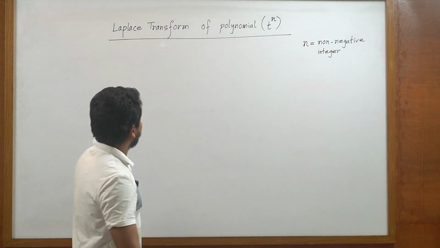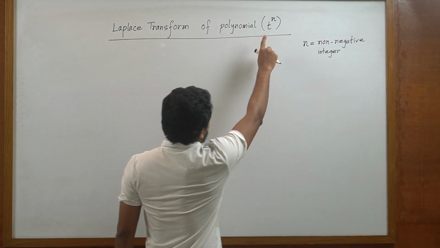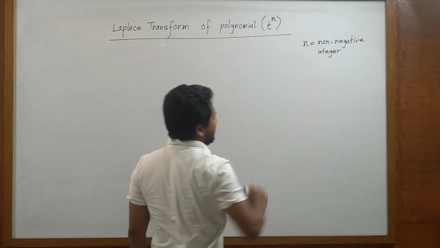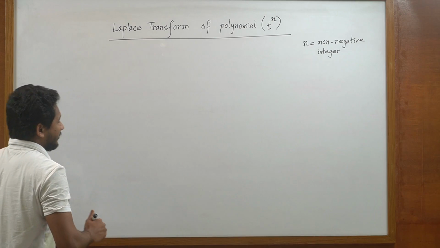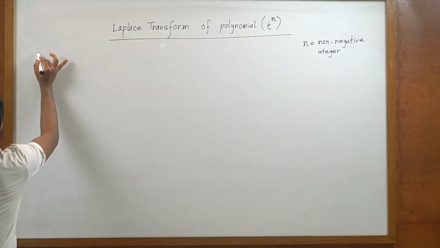Now we are going to find the Laplace transform of a polynomial. That means t to the power n, where n is a non-negative integer. Okay. Now let's recall the definition of the Laplace transform.